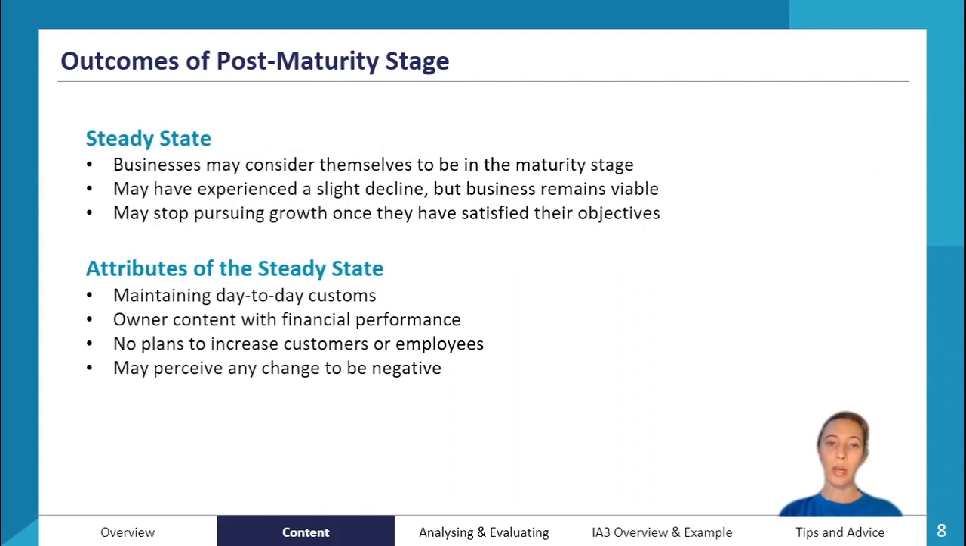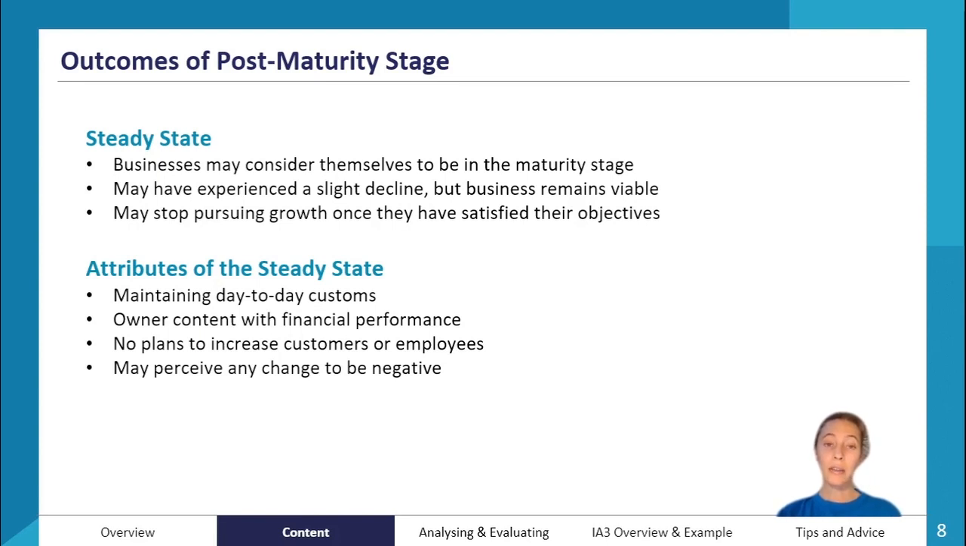So in the steady state, the business may consider themselves in the maturity stage. So we could see in that previous diagram that it was essentially just a flat line. So they may not even see themselves as being in post maturity. It's a bit of a gray area in terms of some of these distinctions. And so they may have experienced a slight decline when they're in the steady state, but the business is still remaining viable. And they may stop pursuing growth once they're satisfied with their objectives. So they're happy with that steady stage that they're in. They're not really looking to continue to grow because that would involve bringing in those renewal strategies that we'll look at shortly as well.